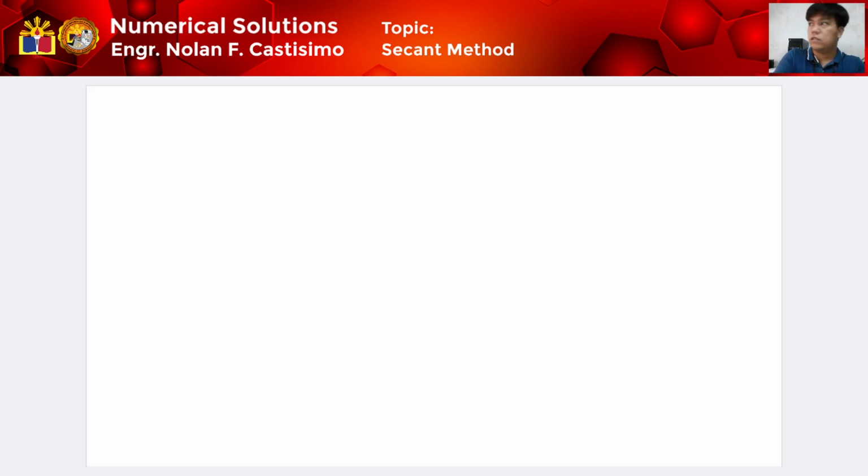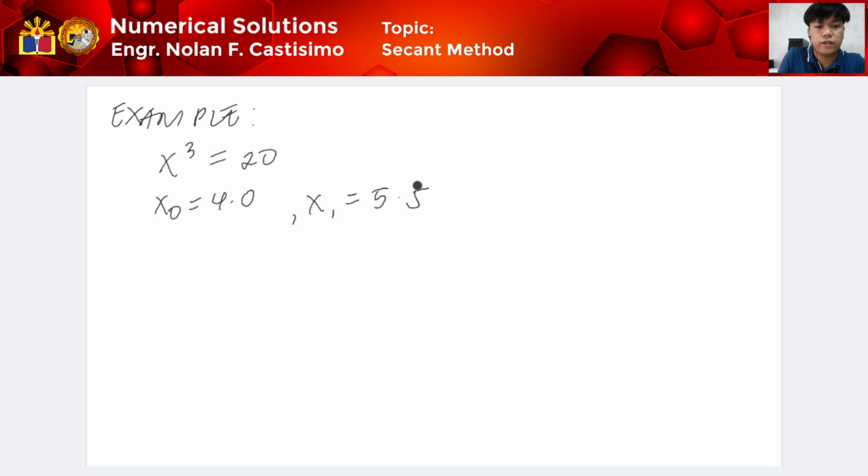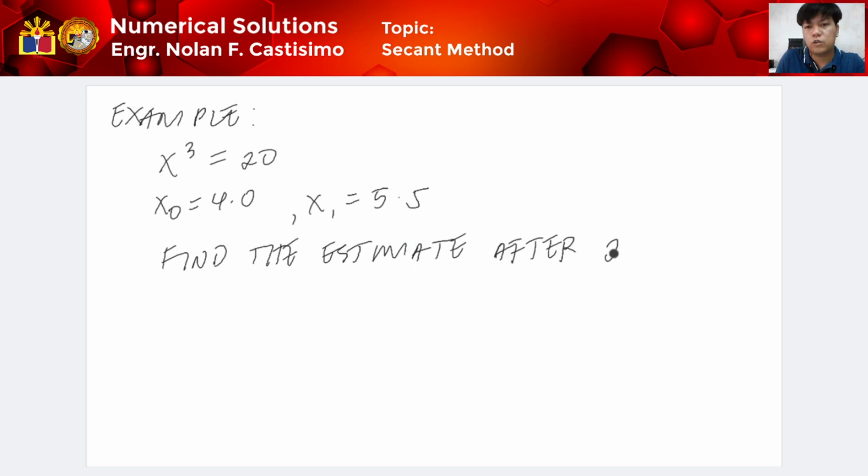Okay, now let's have an example. Let's have an example in the secant method. So example: x cubed is equivalent to 20, and our two initial guesses, x0 is equivalent to 4.0 and x1 is equivalent to 5.5. Find the estimate after 2 iterations.